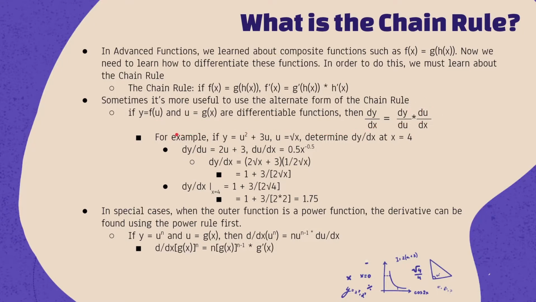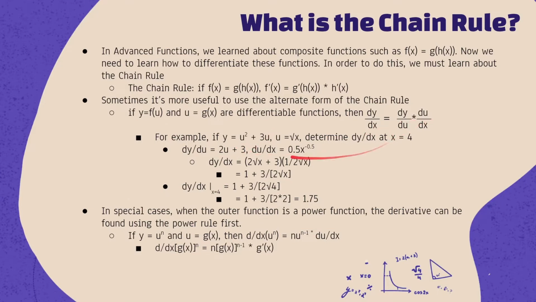So for example, if you were given these two equations, y is equal to u squared plus 3u, and u is equal to the square root of x, we are asked to determine the derivative at x is equal to 4. So since we're given this notation, we can apply this format right here. So in this case, what is the derivative of y? Well, the derivative of y would be 2u plus 3, right? Because it's the power rule, so you put 2 on this side, and then this is a constant times a variable, so the variable disappears and we have a 3.